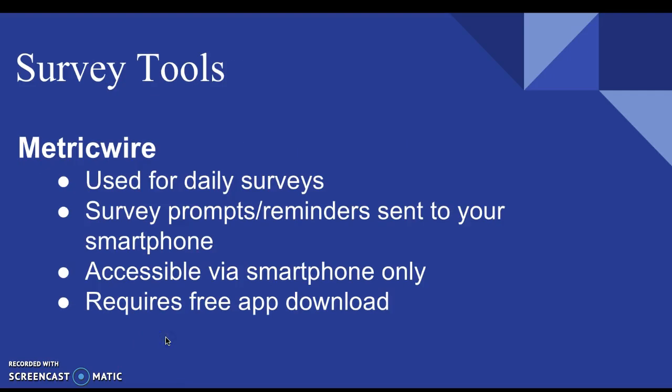To do so, we'll be using a free app for your smartphone called MetricWire. You'll be using this app exclusively for the study, and you will not need to come into the lab at any point. The entire study will take place over your smartphone. You'll be using this app for your daily surveys, and it will send you prompts when you have surveys to complete. This app is only accessible via your smartphone, so you do need an Apple iPhone or an Android smartphone to participate. Finally, this app is completely free and can be found in your phone's App Store.